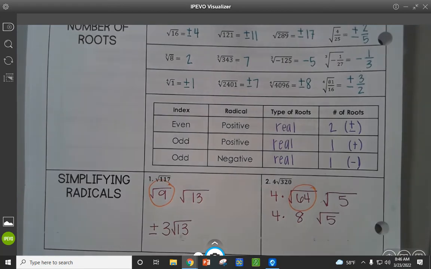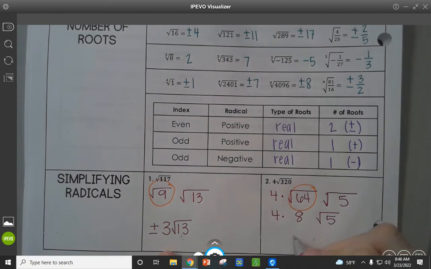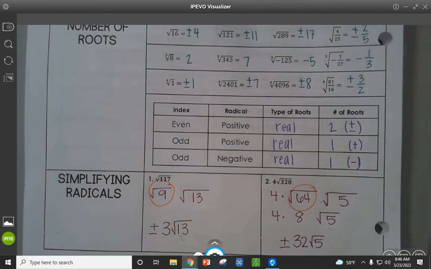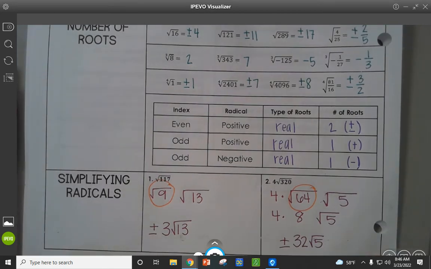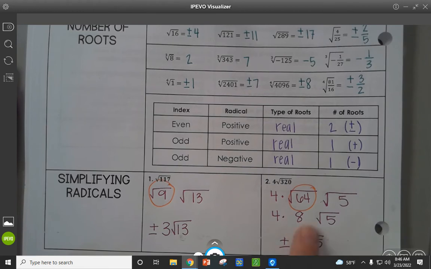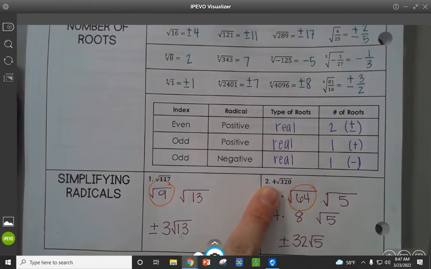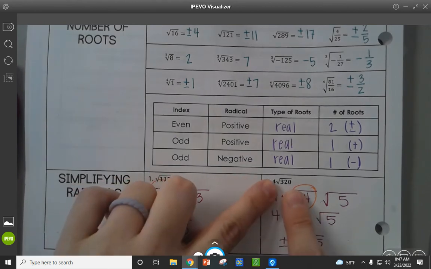What is 4 times 8? So this would be 32 square root of 5, plus or minus. This is not the fourth root. This is 4 times the square root. So we still have square roots.